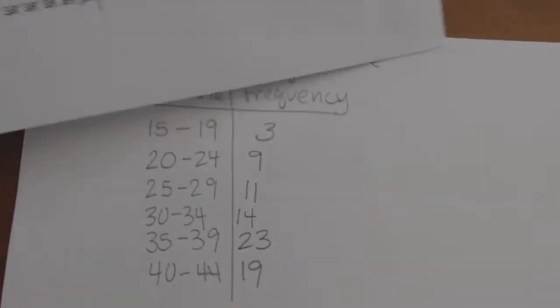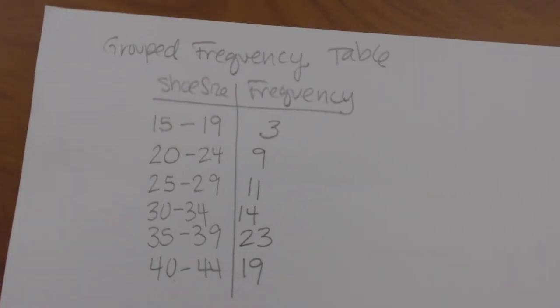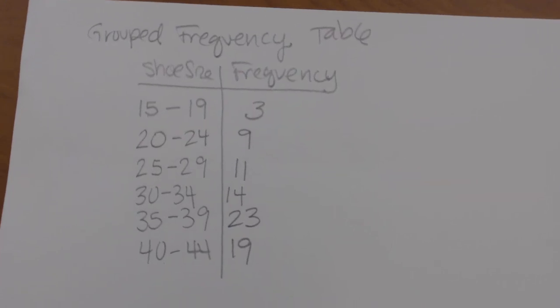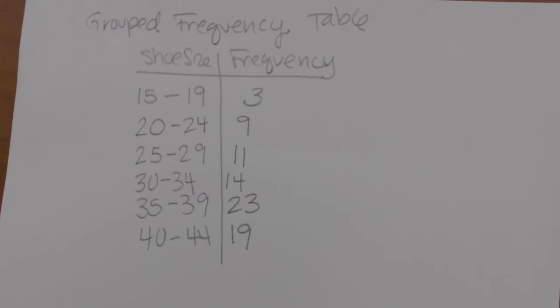Looks like we got all of our data. We could add this up and then count to make sure that we have it all. I'm not going to do that right now, but you can. And so that is our grouped frequency table.